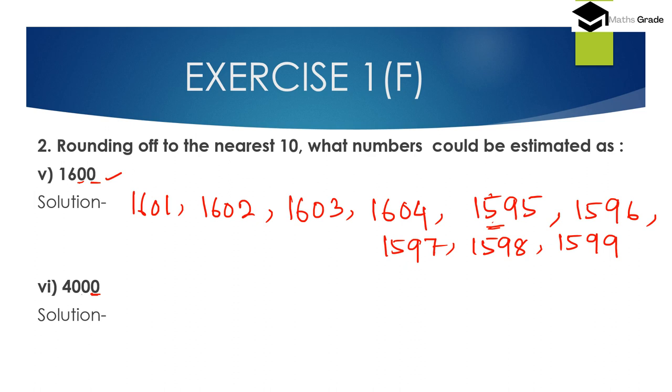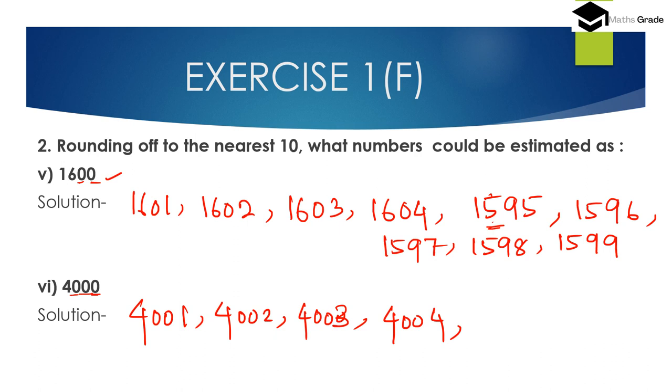Now the sixth one, 4000. Here the unit place digit is 0, the tens place also 0 and the hundreds place also 0. So the numbers that rounded to the nearest 10 will be 4000 are 4001. The unit place digit must be less than 5. Then it will be 4001, 4002, 4003, 4004. If we use 4005, then the unit place digit is 5, which is equal to 5, so we have to add 1 to this tens place digit, that will be 0 changes to 1, then it will be 4010. Here 4000 is given, so this is incorrect. Now if we use 5 in the unit place digit, that is 4005.